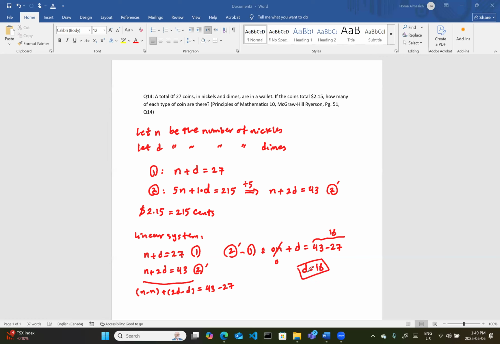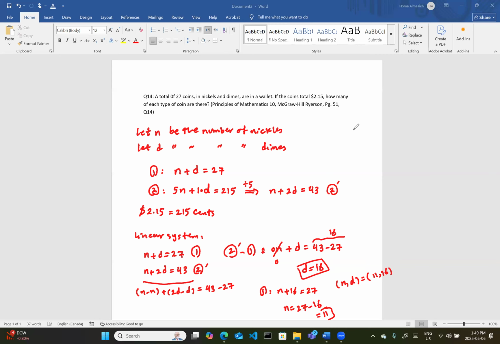Now we're going to substitute d into one of the equations to find n. So n plus 16 is 27, and then n can be found as 27 minus 16, which is equal to 11. So the final solution here, n and d, is the ordered pair 11 and 16.